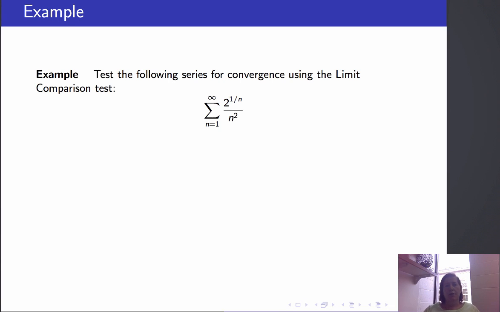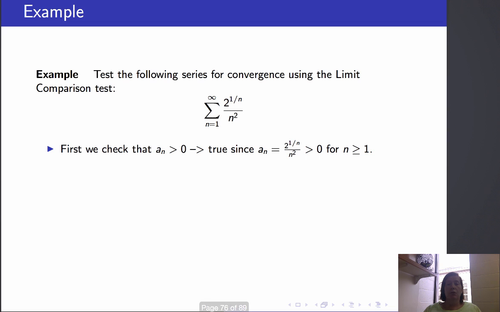Let's try a few more offbeat examples with our limit comparison test. We'd like to decide whether the sum from 1 to infinity of 2 to the 1 over n squared converges or diverges. Now as n approaches infinity, 2 to the 1 over n approaches 2 to the 0, which is 1, so we would expect for very large n that the terms of the series look a lot like 1 over n squared. So let's try comparing this series to 1 over n squared.